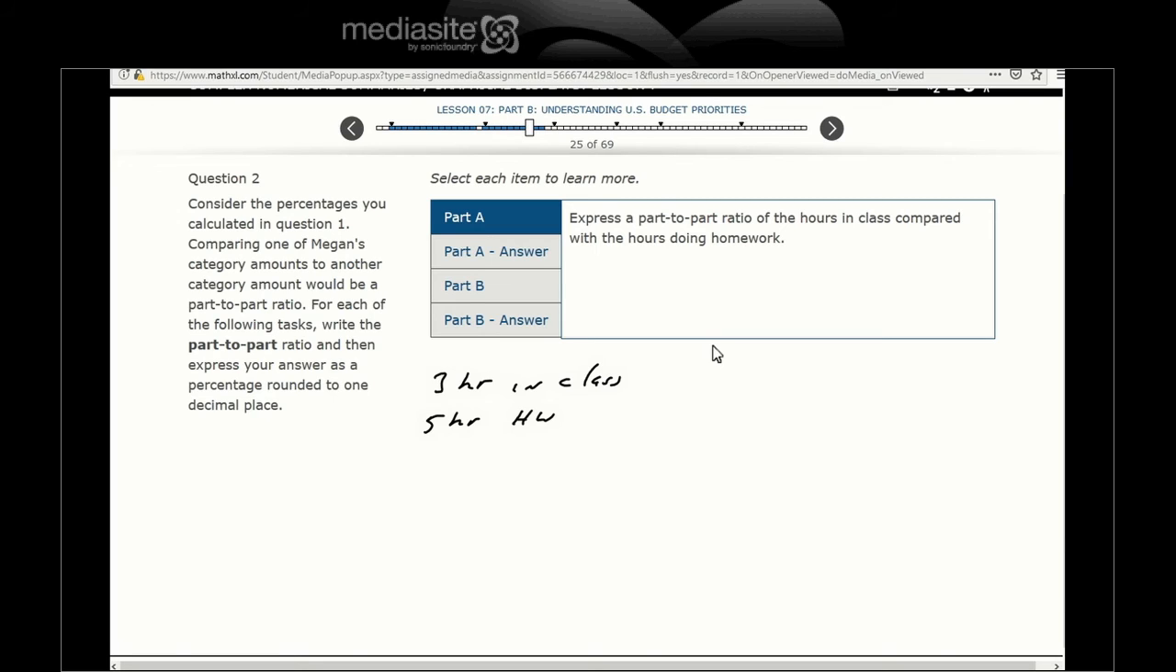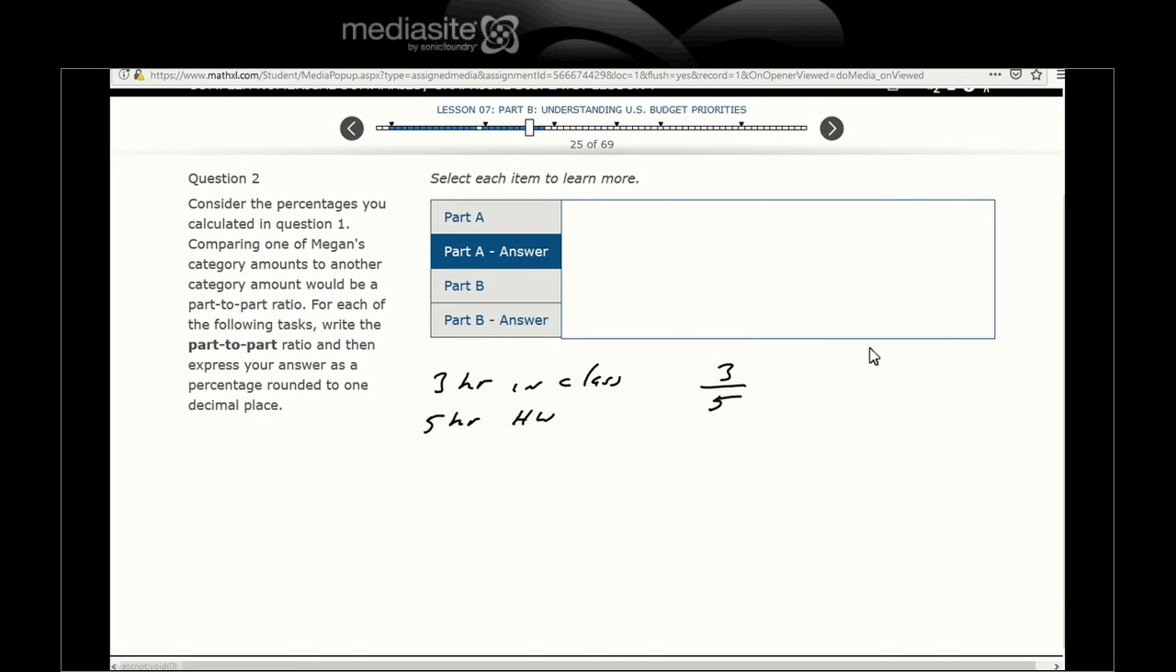So it's part-to-part of hours in class compared to homework. So that would be 3/5. Okay, which then becomes a decimal, which becomes 60%. So she spends only 60% as much time in class as she does on homework.